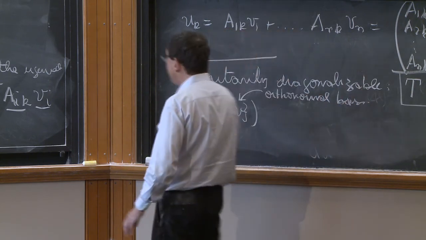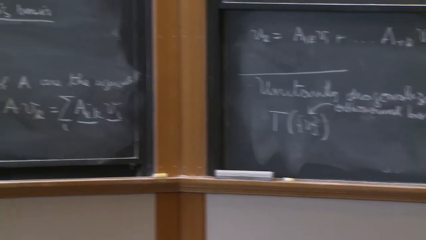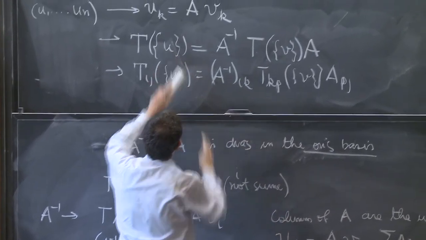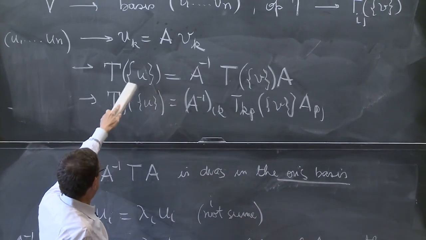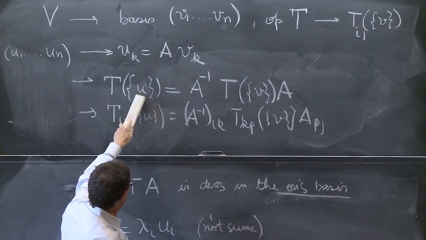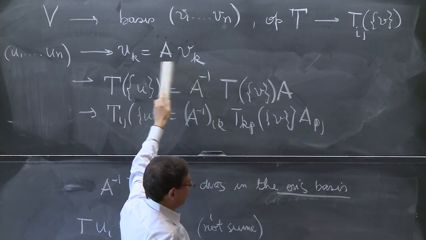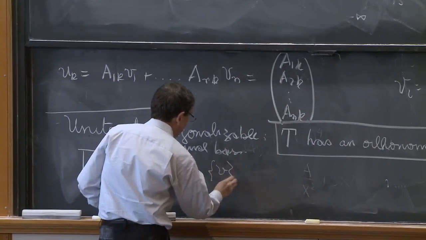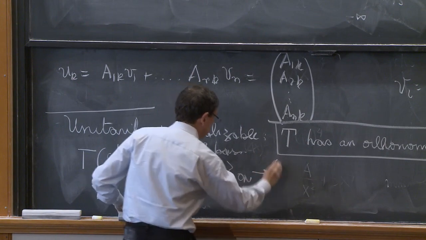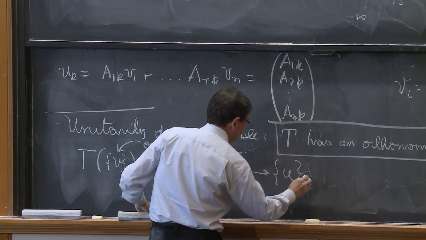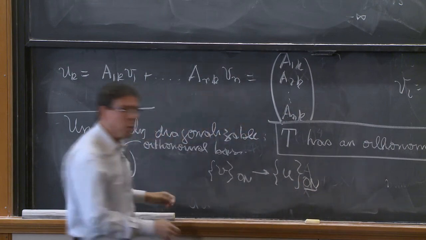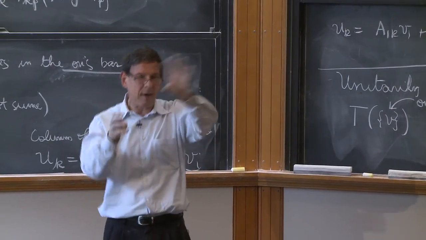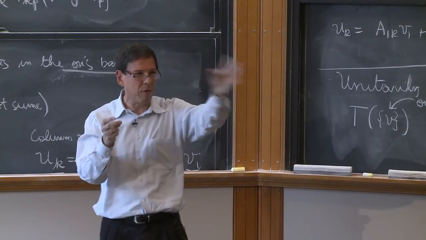Start with an orthonormal basis, and then pass to another orthonormal basis u, with some operator. But what you have learned is that if you want to pass from an orthonormal basis V to another basis u of vectors that is also orthonormal, the way to go from one to the other is through a unitary operator. Only unitary operators pass you from orthonormal to orthonormal basis.